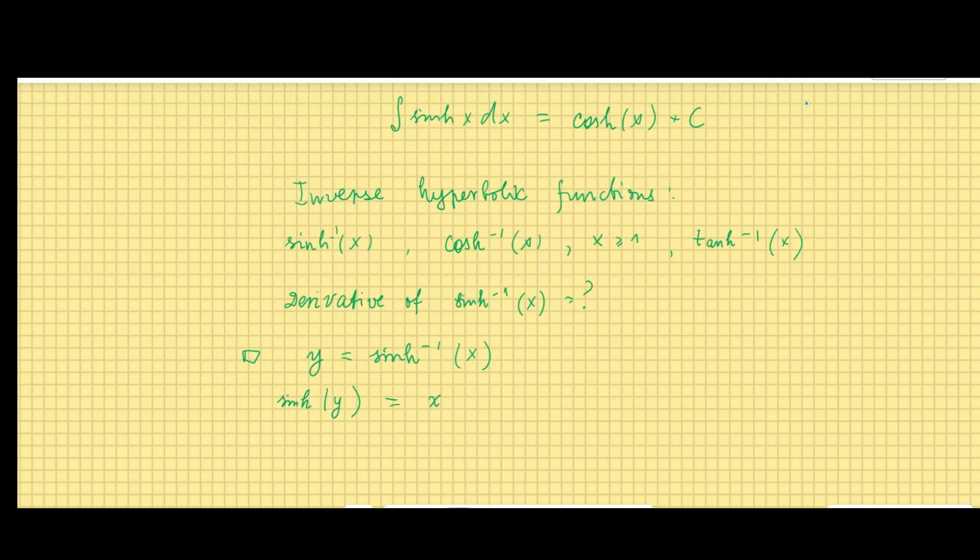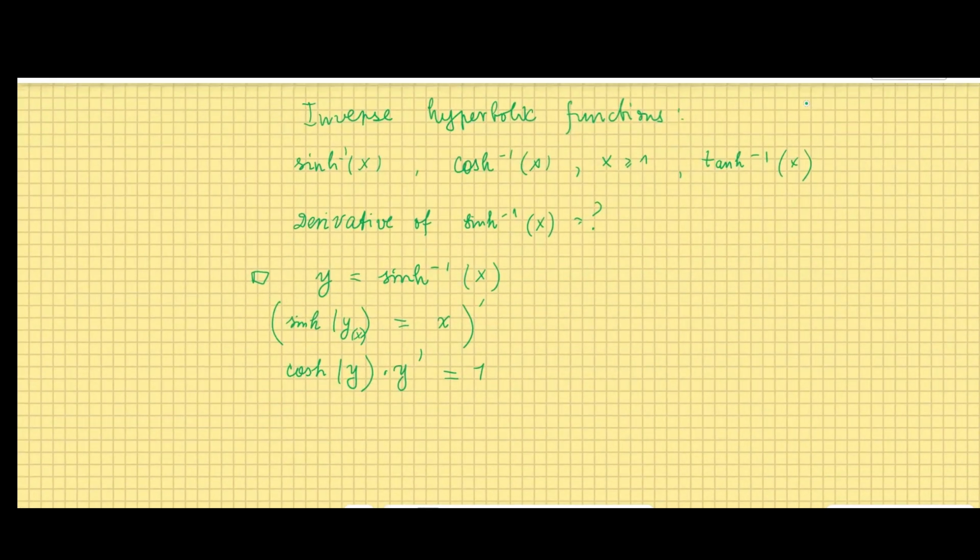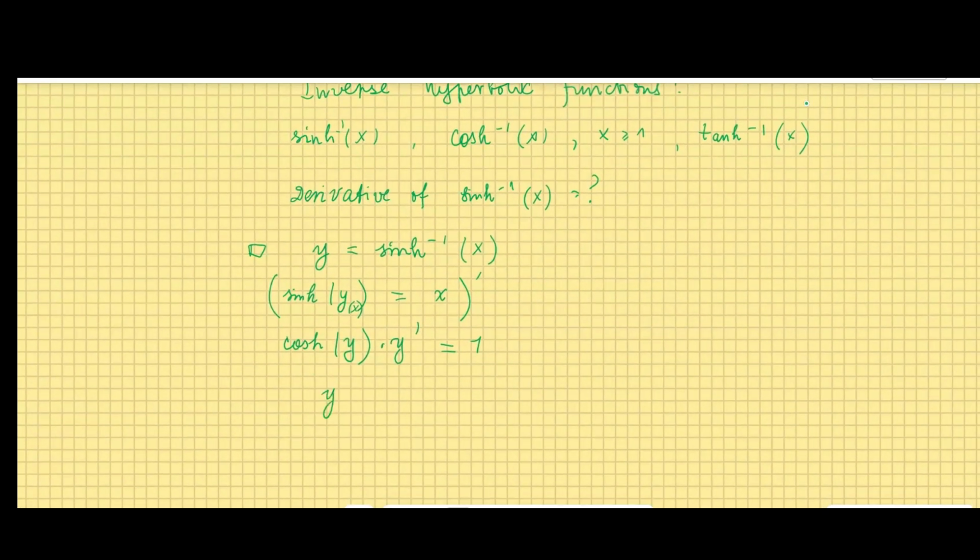Then, what are we going to do? We are going to differentiate this nice expression. We do know that the derivative of sinh is just cosh, right? Then we need to differentiate y, which is going to give us y prime. Remember our standard way of proving. And here it is going to be 1. Now we can calculate the derivative of the function y, which is actually sinh inverse. And that's going to be 1 over cosh of y, right?